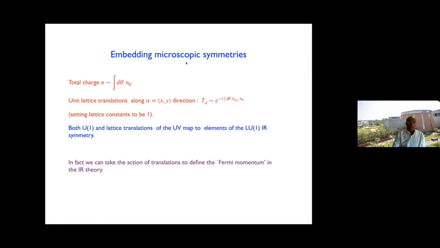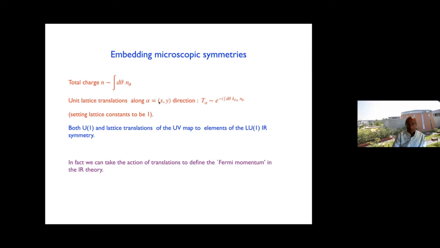So let's now ask how to embed the microscopic symmetries into this emergent symmetry group. Clearly, the total charge is simply the integral of these n(theta)s around the Fermi surface. This is the total quasi-particle number. Okay. So this is an easy statement. Now, unit microscopic translations on the lattice along, say, the x or y directions, they embed in the following way. So there's a Fermi momentum k_F^alpha for the component of the Fermi momentum along direction alpha. And the Fermi momentum itself is a function of angle around the Fermi surface.